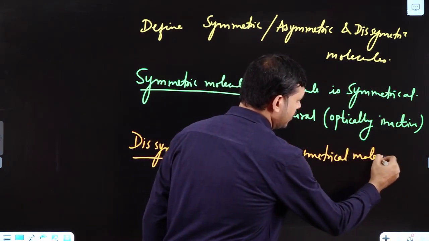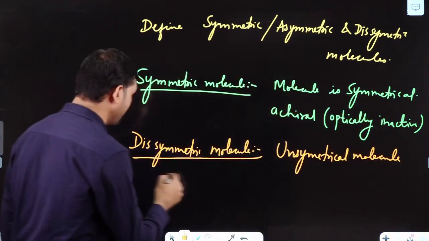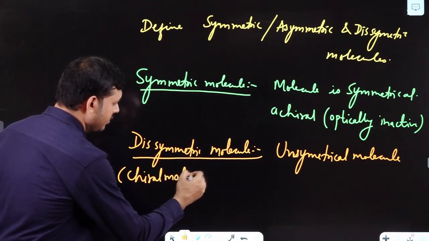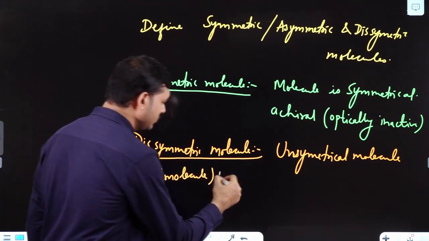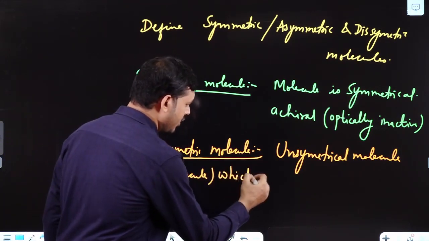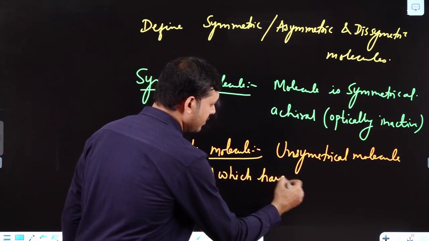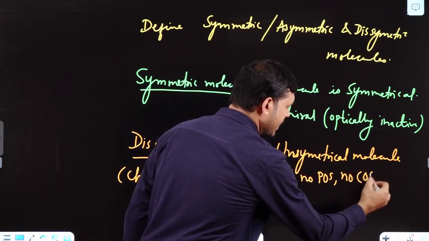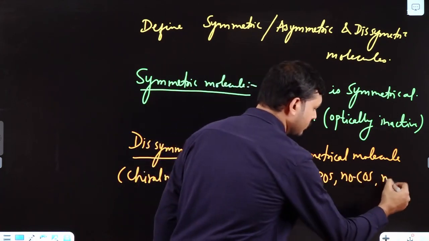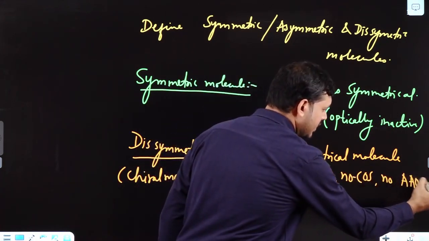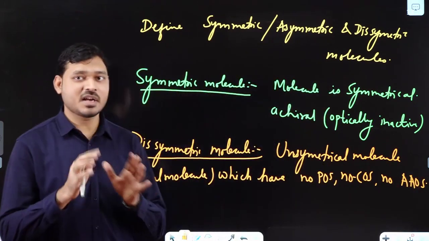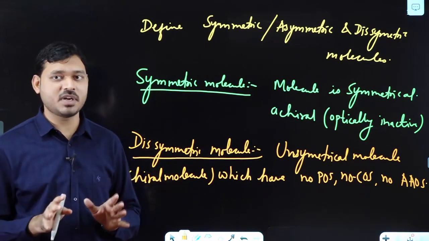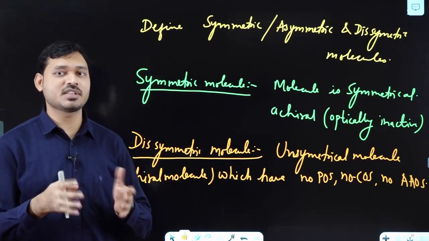Unsymmetrical molecule, chiral molecule, which have no POS, no COS, no AAOS. See, that compound is not having plane of symmetry, it is also not having center of symmetry, it is also not having alternate axis of symmetry.